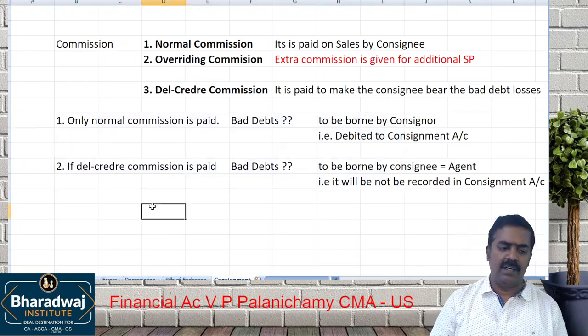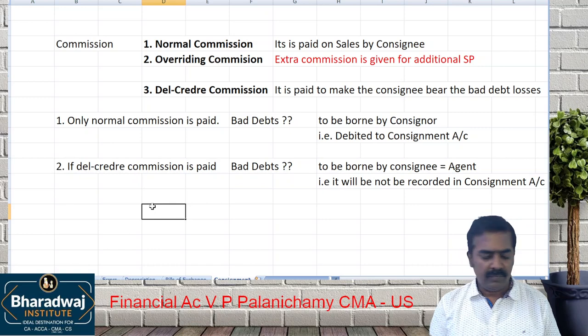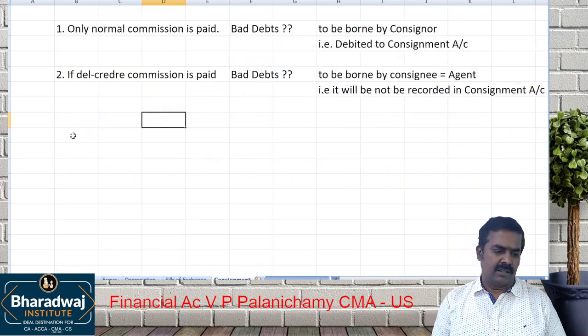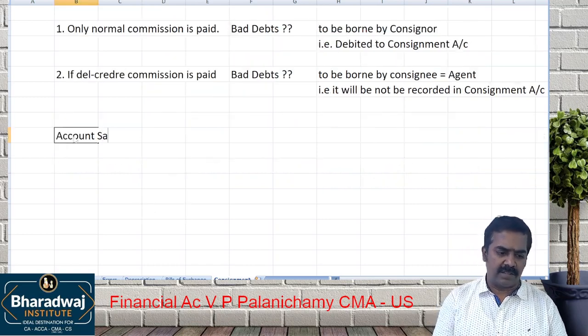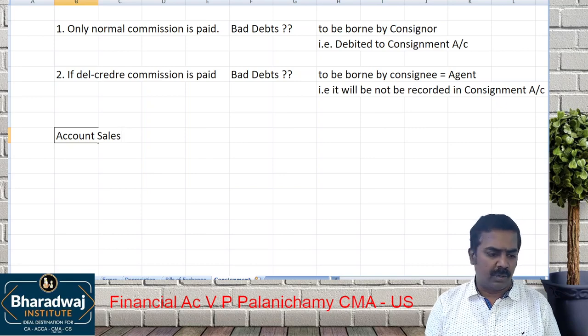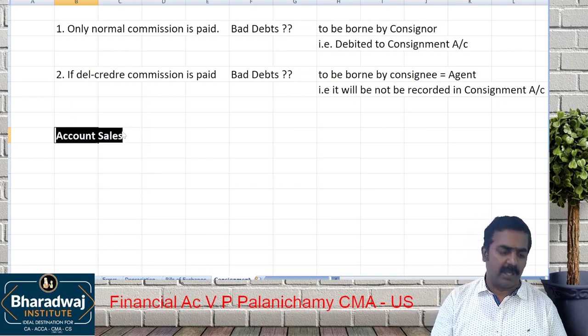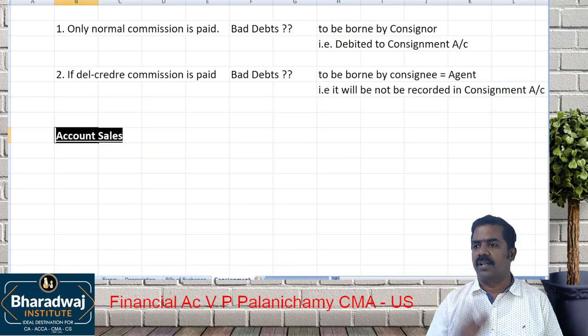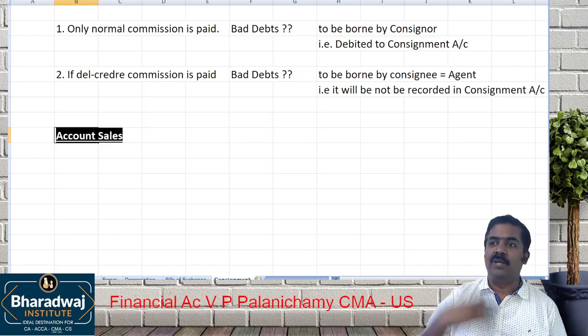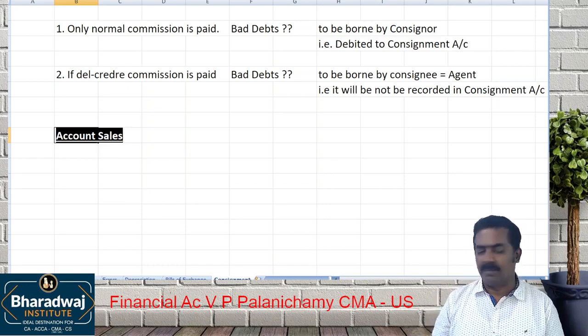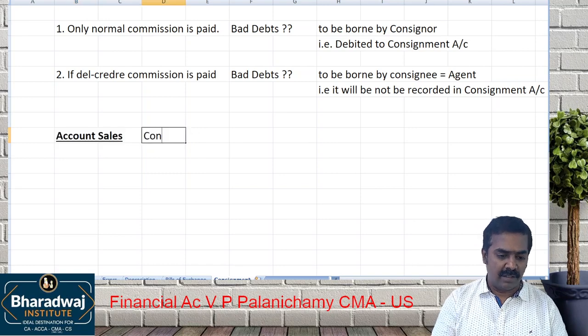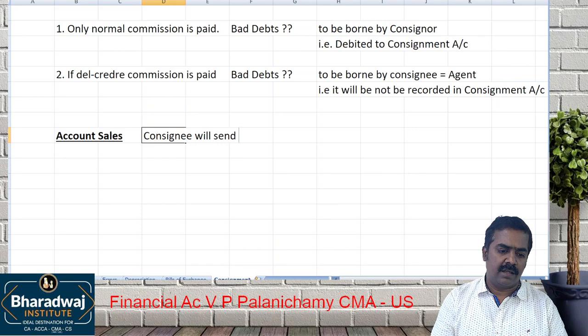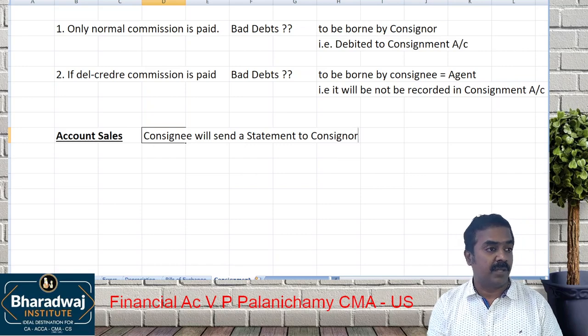So we have seen in two situations what will happen. Then there is something called account sales. Let us assume I am in Chennai, you are in Bangalore. I am the consignor, you are the consignee. Monthly, you will send a statement to me. Consignee will send a statement to the consignor.